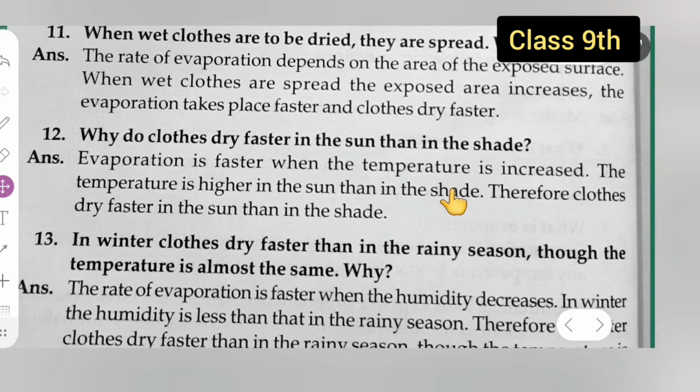Moving towards the next question, that is, why do clothes dry faster in the sun than in the shade? Evaporation is faster when the temperature is increased. The temperature is higher in the sun than in the shade. Therefore, clothes dry faster in the sun than in the shade.